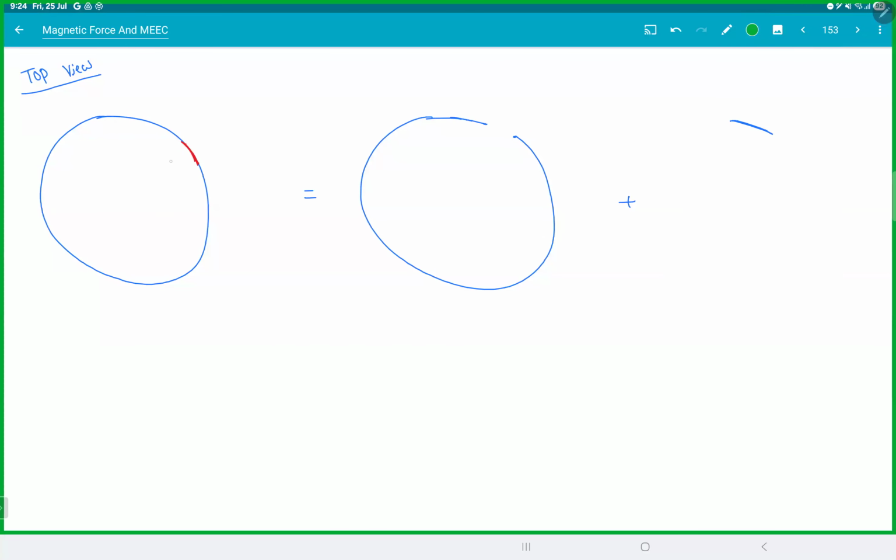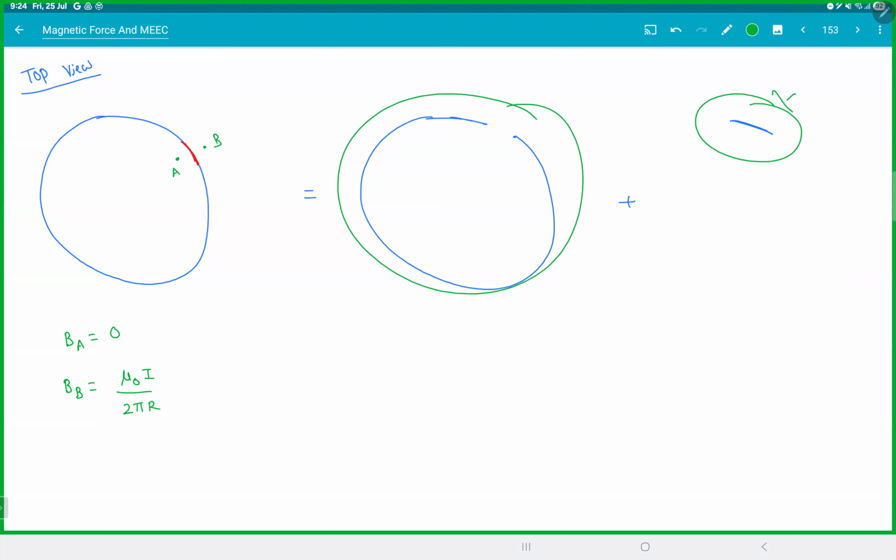Now, consider 2 points here, point A and point B. Just now we saw the field at A is 0. The field at B will be mu naught I by 2 pi r. Now you will see why I am doing this. When you calculate force on A, if I ask you to find the force on this, I should take the field due to the remaining part on this, isn't it? I'm not supposed to take the full field. You cannot take the field due to yourself on your own current wire, isn't it? If you remember, that was the same argument we had in electrostatics also.